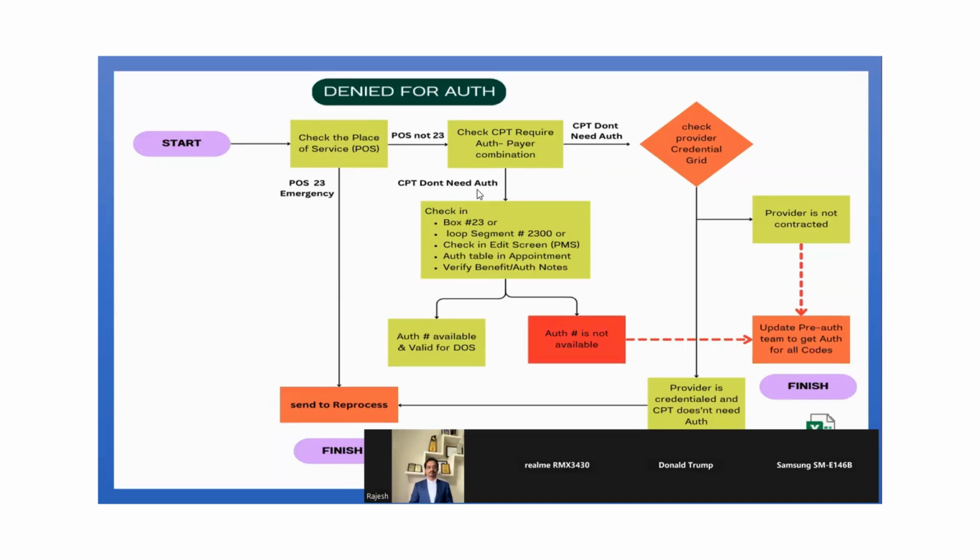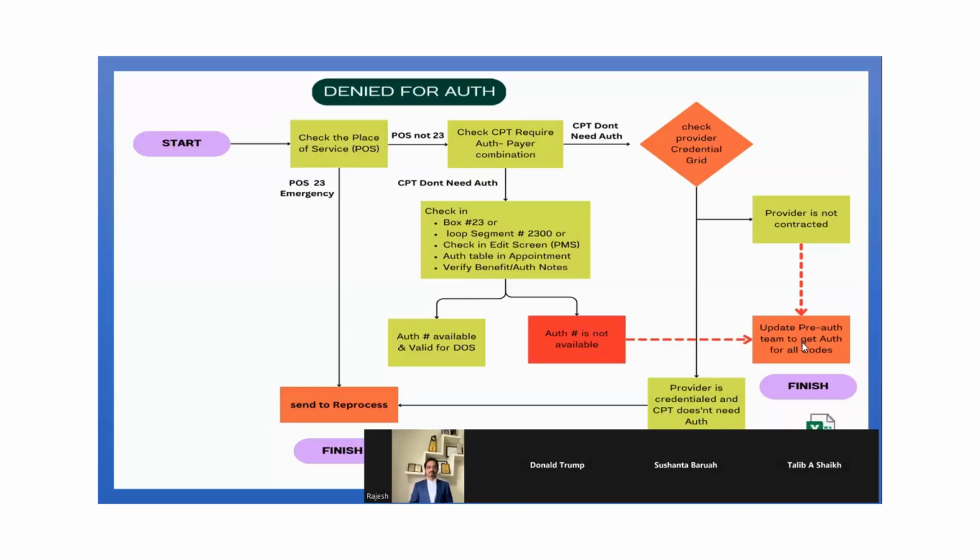For example, if it does need an authorization, you can move on and check box number 23, and loop segment 2300 if it is an electronic claim. Check in the edit screen in the PMS, the auth table in the appointment, and verify the benefit in auth. Everything you can verify. If the auth is valid and available, you can send this claim back for reprocess. And if auth is not available, what do you need to do? You have to update the pre-auth team.